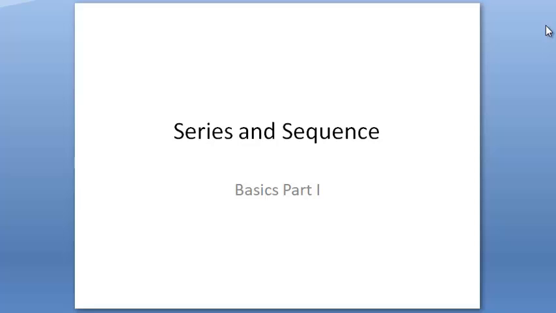This time we're going to be looking at series and sequence. Again, basics. We're just going to look at the initial few questions so that you get a slight idea of what this topic is all about. We're going to look at a number of series, a number of sequences, hopefully, and we will try to solve them as quickly as possible.